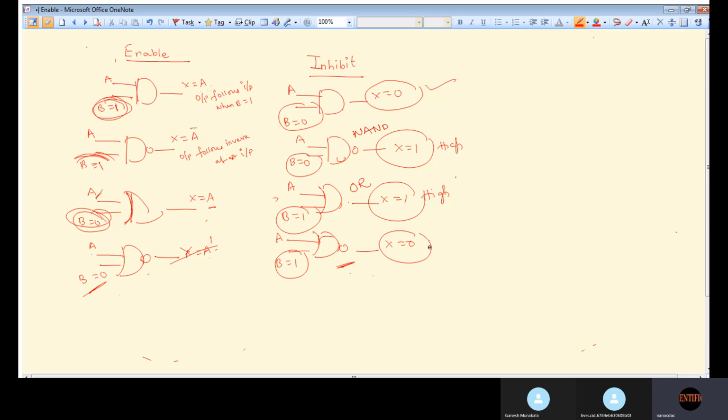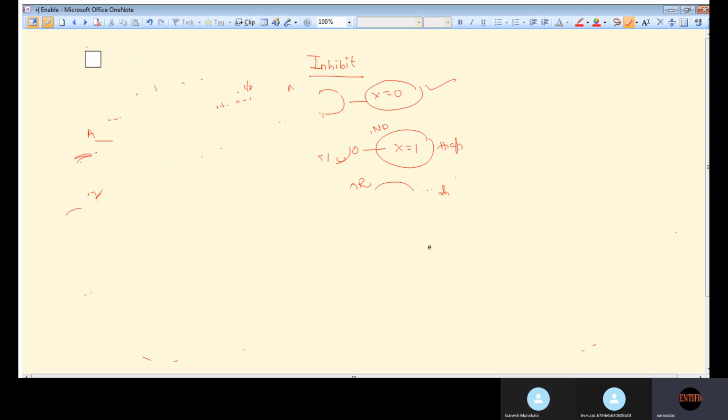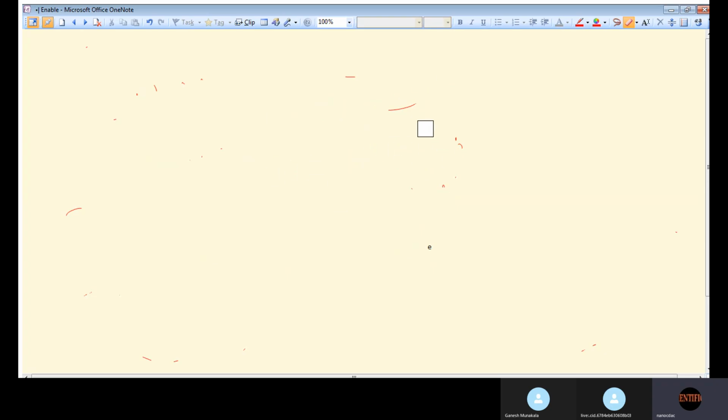In conclusion, they are called inhibit circuits because when one input is tied to ground or supply, whether tied to 0 or to logic 1, the circuit will produce a constant output. We can say that this property is called inhibition.